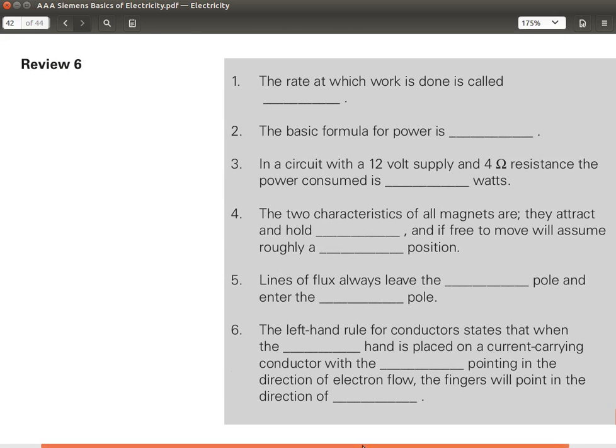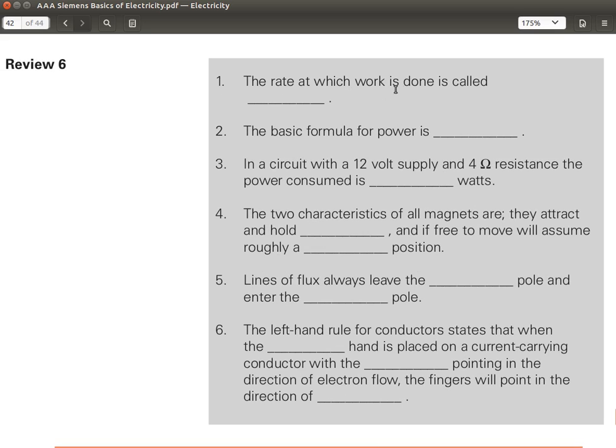Let us review. The rate at which work is done is called what? I want you to place the answer in the comment section. The basic formula for power is what? In a circuit with a 12-volt supply and a 4 ohm resistance, what is the power consumed in watts? The two characteristics of all magnets are they attract and hold what type of material, and if free to move will assume roughly in what direction?